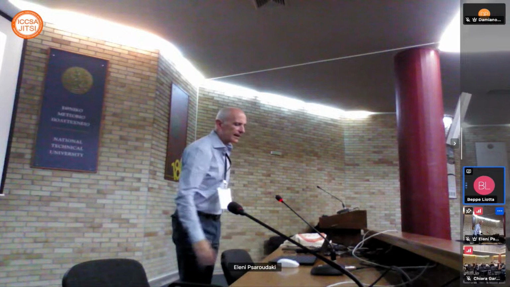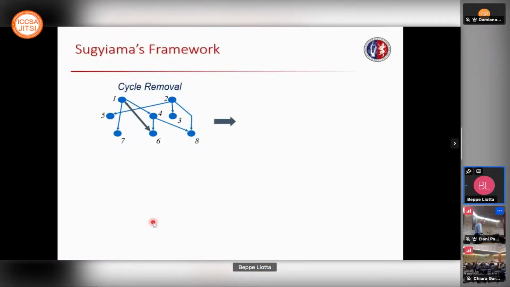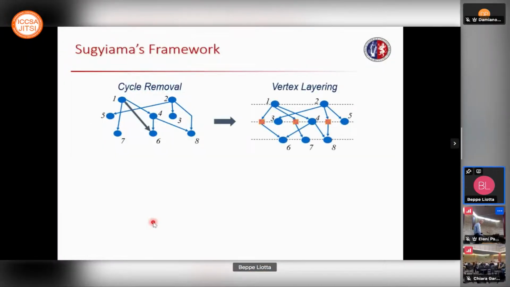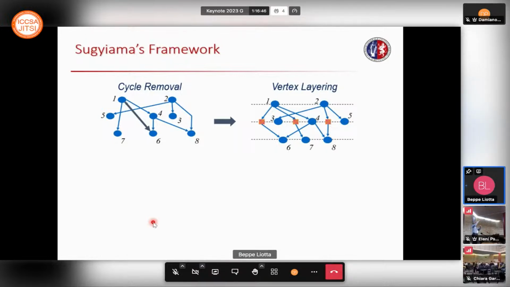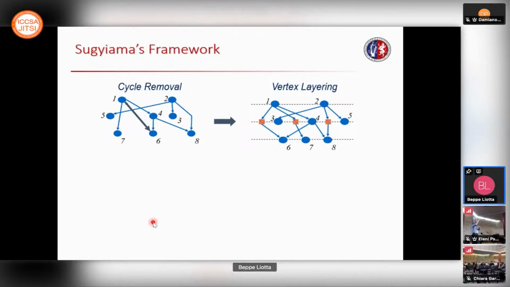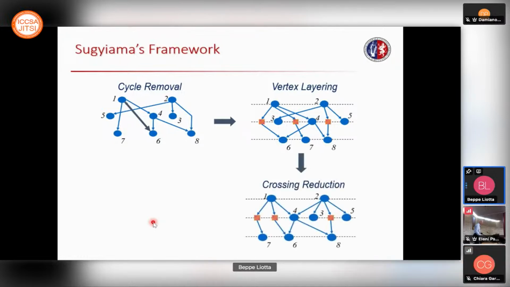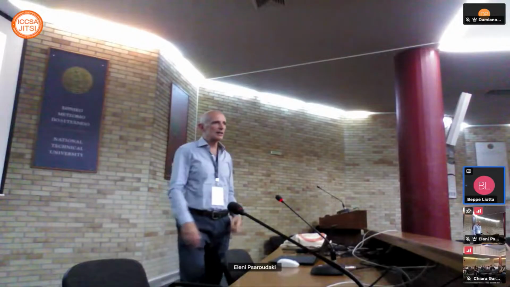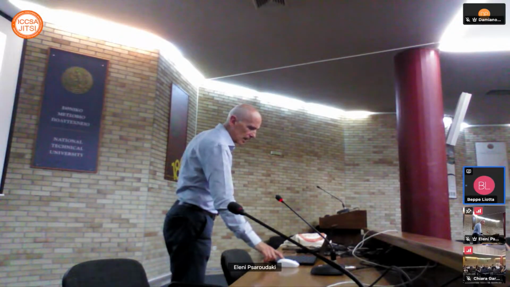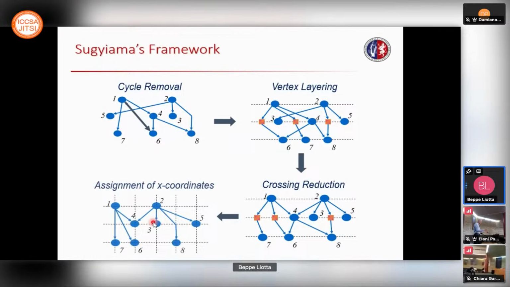The second step is to assign the vertices to levels. And here you want not to use too many levels, so as to make the height of your drawing not too large. Then you permute the vertices on each level, so as to reduce the number of crossings. And finally, you assign the final coordinates. So at each step you have a different optimization goal. You assign the coordinates so as to remove as much as possible the bends along the edges.